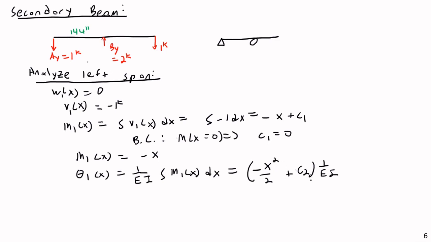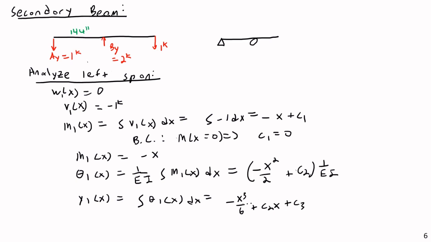Then I can get y1, the equation for the deflection in the first span. Y1 as a function of x will be the integral of theta 1 as a function of x dx, and that will come to negative x cubed over 6 plus C2 x plus C3.